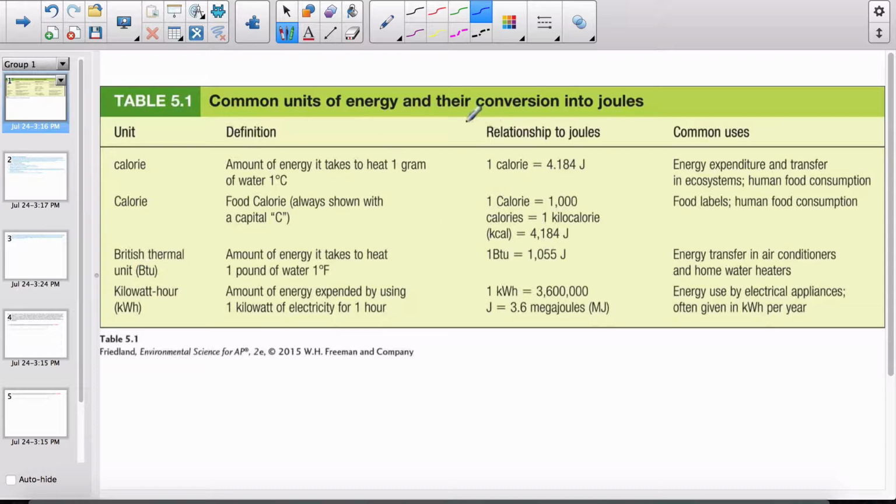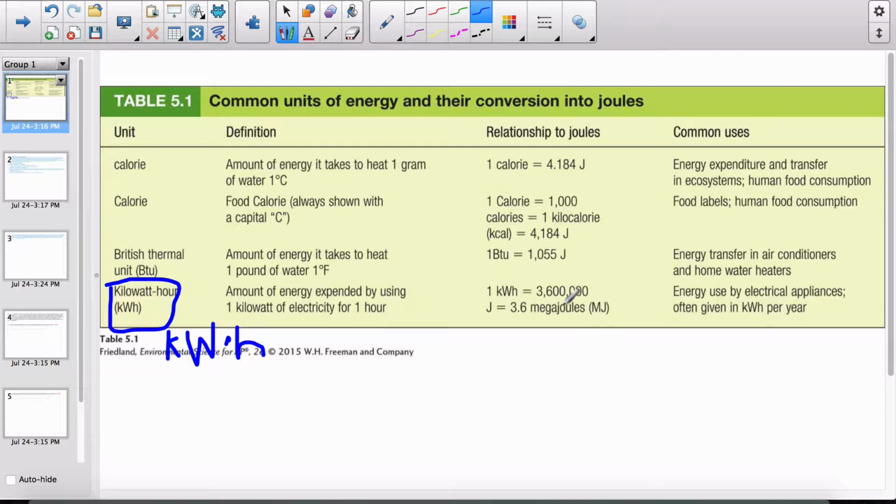Still a unit of energy. 1 BTU is 1055 joules. And we're especially going to use this weirdo one called kilowatt hours, which is still a unit of energy. Specifically, we see this a lot in our energy bills. It's the amount of energy expended by using 1 kilowatt of electricity for an hour. So notice that when you're using this unit, it's a kilowatt, so 1,000 watts, literally multiplied by the hour.